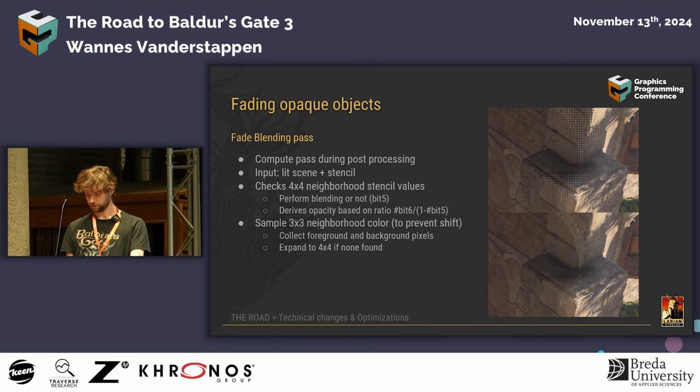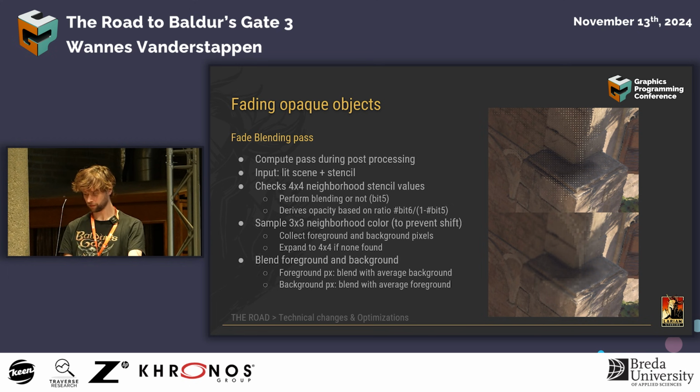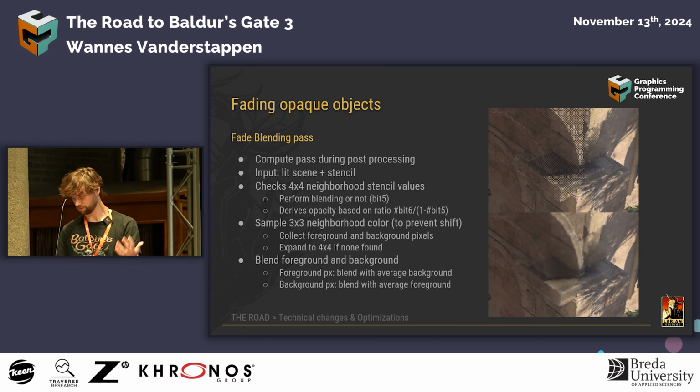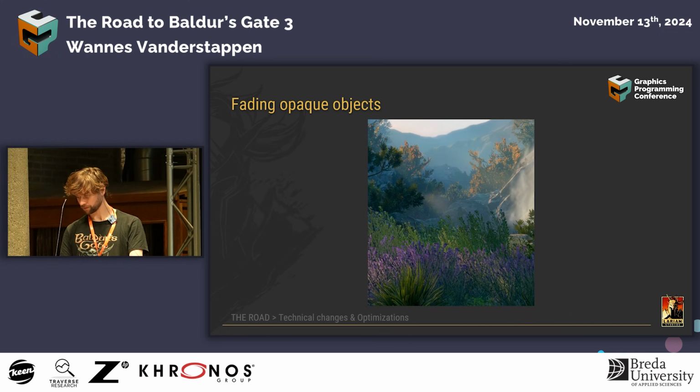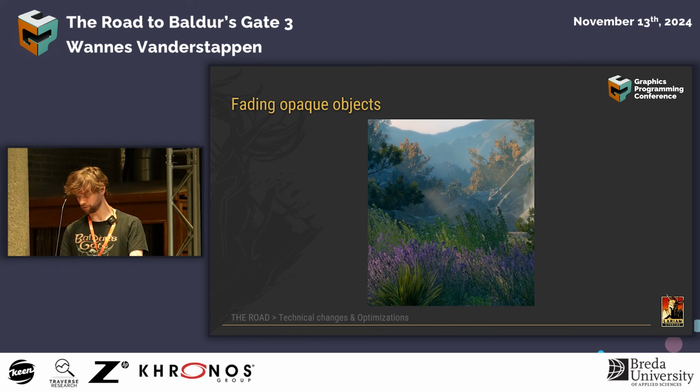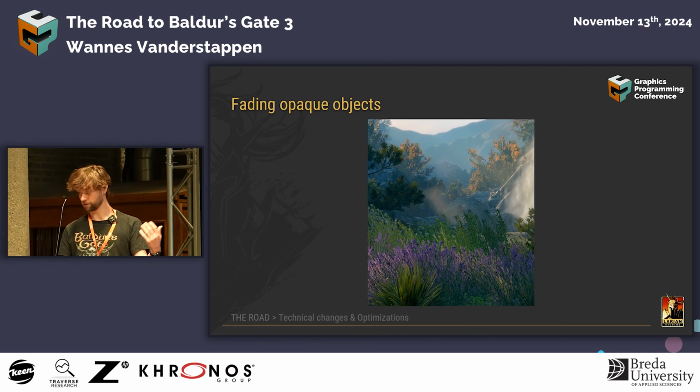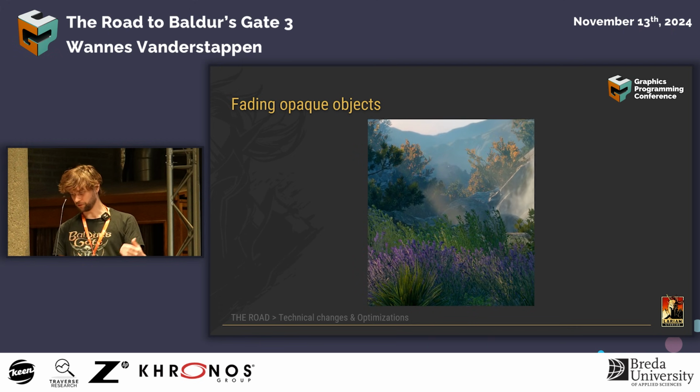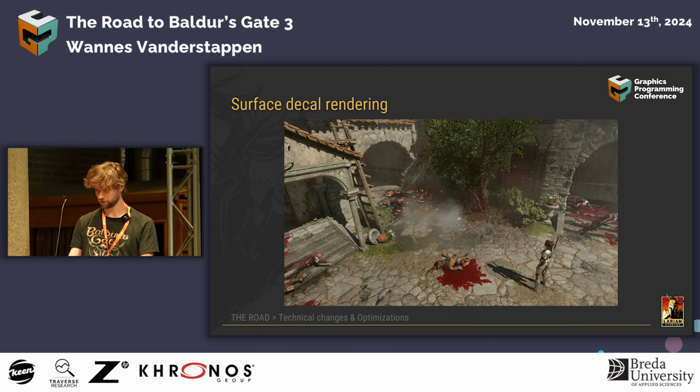For the color, we sample a 3x3 neighborhood to prevent an image shift. And we collect foreground and background pixels. We expand to 4x4 if none are found. And we blend the foreground and background. The foreground pixel blends with the average background, and the background pixels blend with the average foreground. And this is an example with a bit more pixels that succeeded the test. So as you can see, resolution increases. This is a slow motion example of characters. So it's not always that noticeable that it's low resolution in the beginning. But this gives us a nice fading without dithering. Well, without visible dithering.